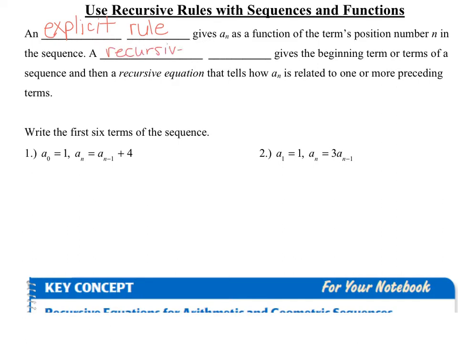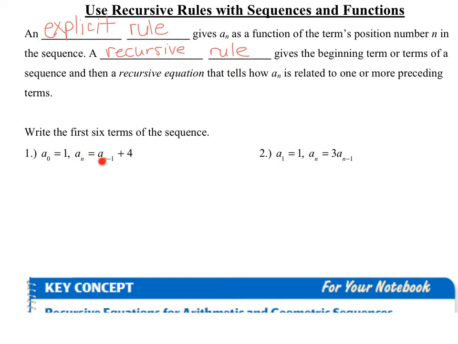on the other hand, gives the beginning term or terms of a sequence and then a recursive equation that tells how a sub n is related to one or more preceding terms. So we're going to write the first 6 terms of the sequence. This is a recursive rule.